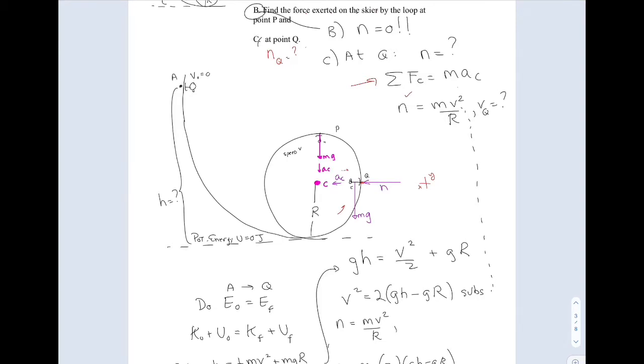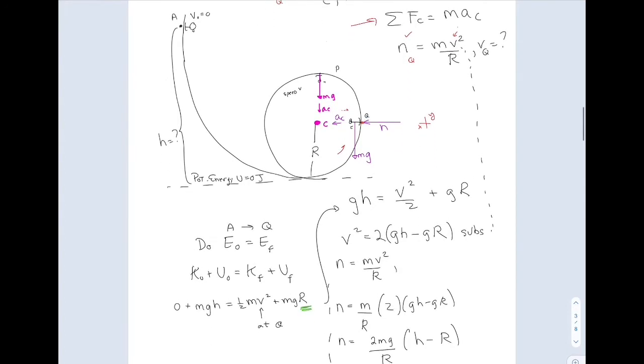Now I'm trying to find n at point Q. Well, I don't know v. How do I find v? That's an energy problem. Okay, so to find v, I do conservation of energy from where the skier started up at the top to point Q. Okay, so again, energy is conserved because there are no non-conservative forces that do work. Okay, and this is frictionless.